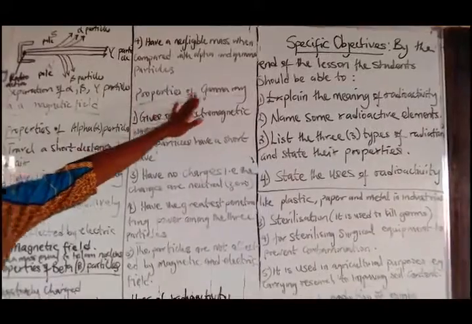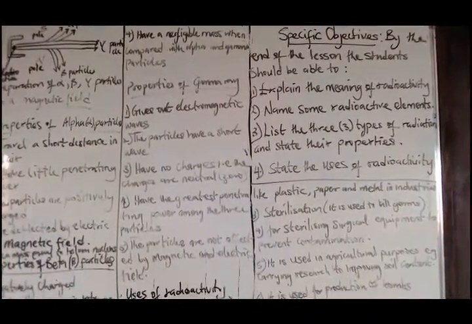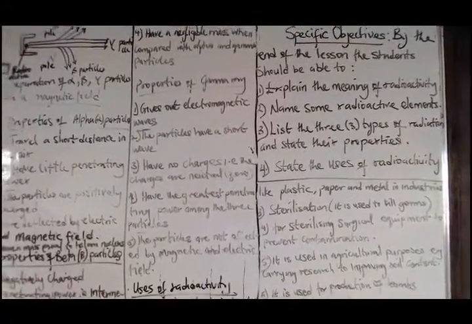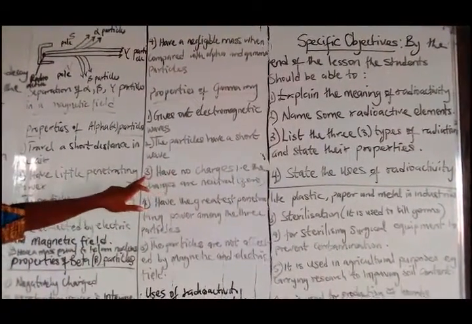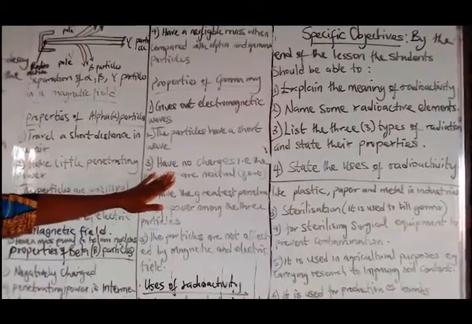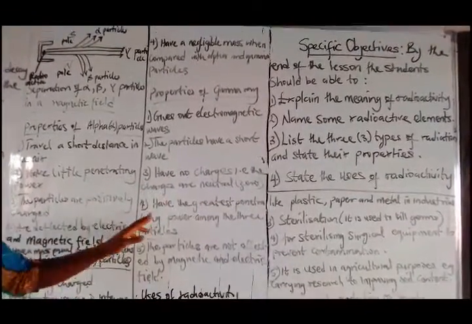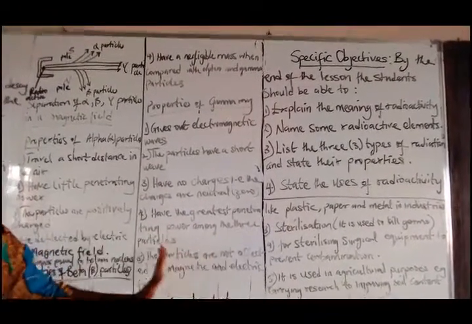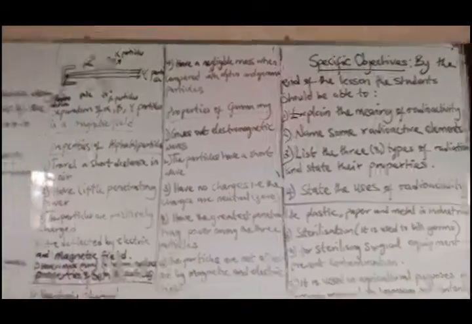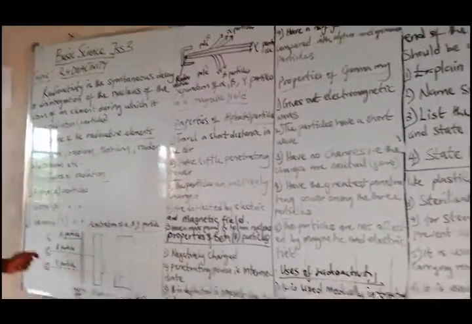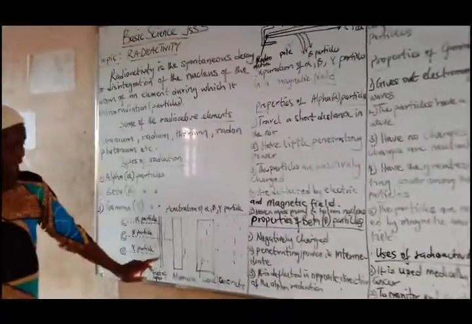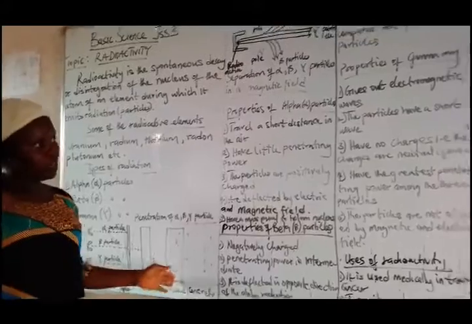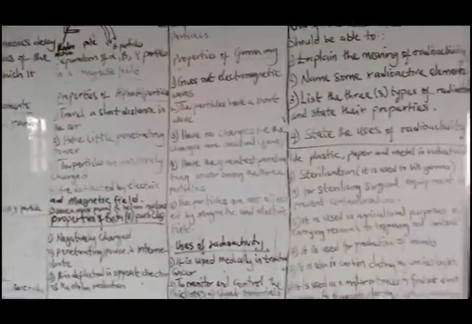Then properties of gamma ray. 1, it gives out electromagnetic waves. 2, the particles have a short wavelength. 3, have no charge. That is, it is neutral. 4, have the greatest penetrating power among the 3 particles. If I may take you back to their penetrating power, you see that it was able to penetrate through paper, aluminium, then lead to some extent, then stop. So that is why they said it has a greater penetrating power.